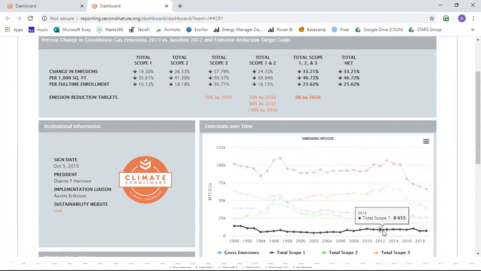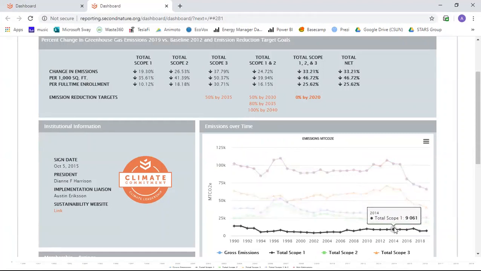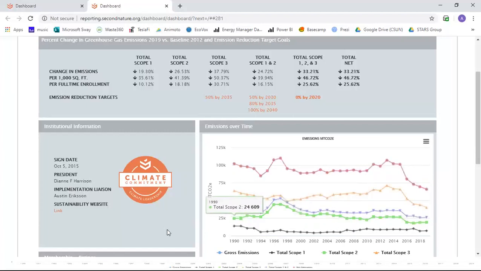And you can kind of see the total breakup of the different emission scopes here. Scope 1 is always, for us, probably going to be the lowest. You see scope 2 coming in second, and then scope 3 is up here. Any questions on here?